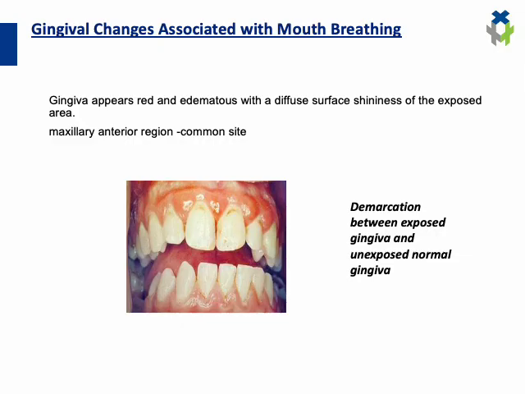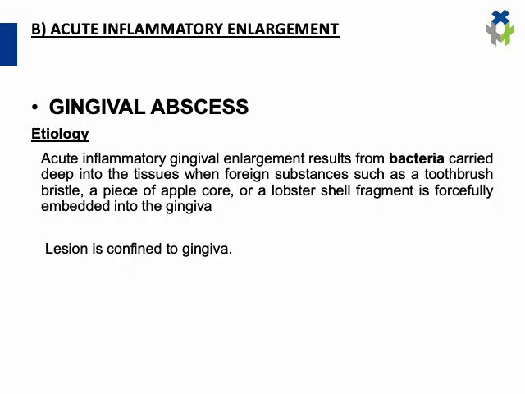Gingival changes associated with mouth breathing. The gingiva appears red and edematous with a diffuse surface shininess of the exposed area, commonly seen in the maxillary anterior region. A demarcation between exposed and unexposed normal gingiva is represented in this diagram.